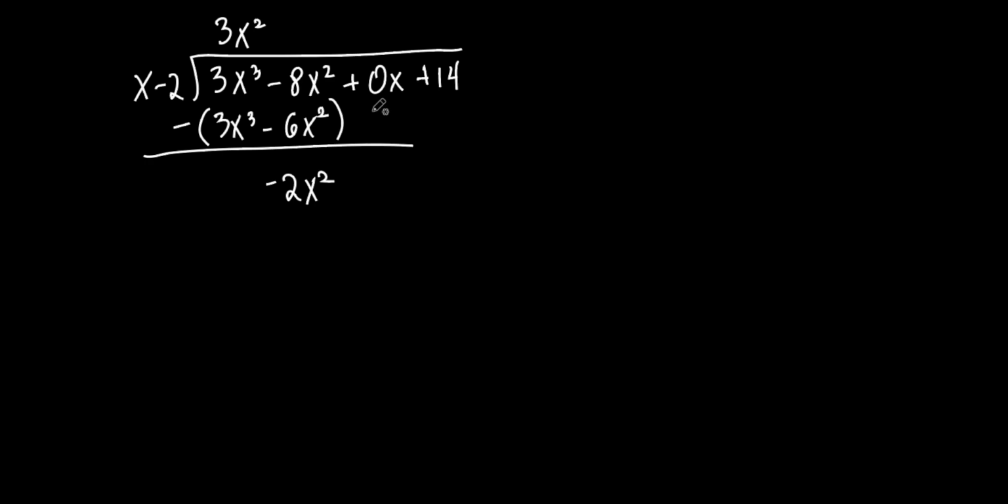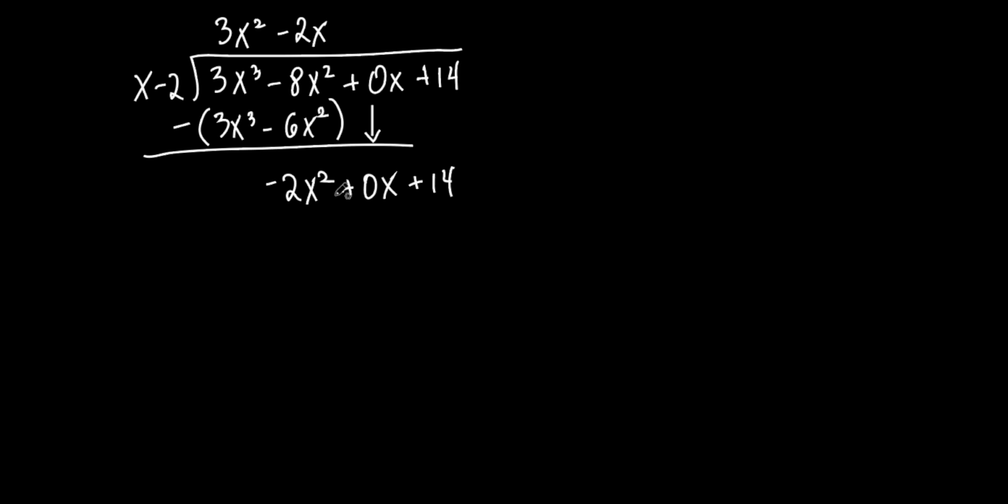So now, what do we got to do? Bring down the next number. Well, actually, the next step will answer your question. Everybody with me on that? You'll see after we do that next multiplication why you need that 0x there. So now we ask ourselves, how many times... yeah, I can bring down the 14. Okay? And how many times does x divide into negative 2x squared? So basically, you're just going negative 2x squared divided by x. What is it? Negative 2x, correct.